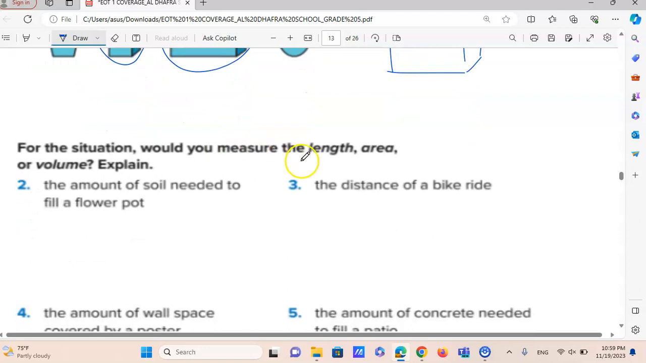And here we need to find the volume, area, or length. Length means one dimension. Start from here and end here.